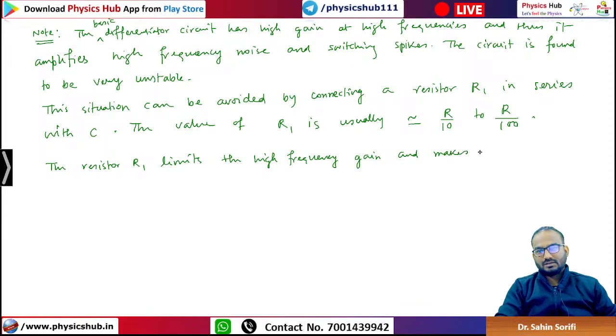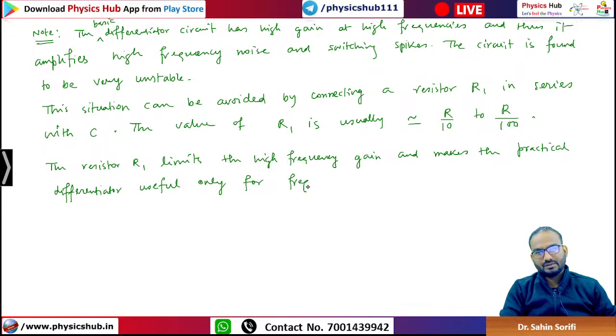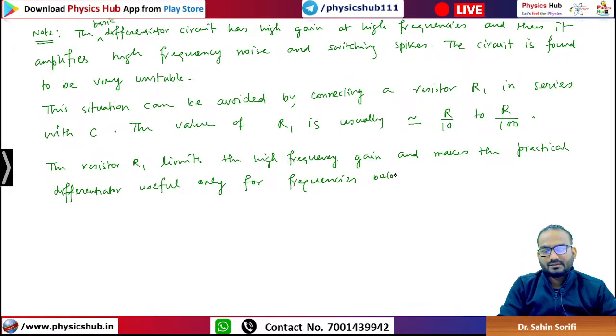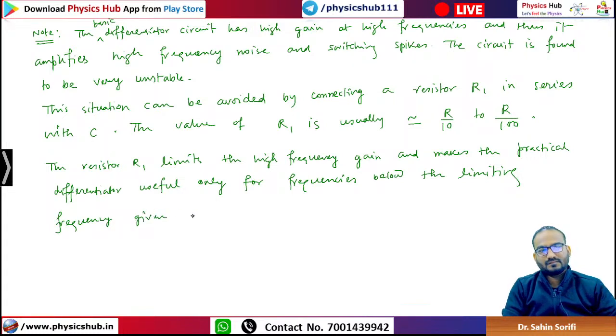And it makes the practical differentiator useful only for frequencies below the limiting frequency given by 1 upon 2 pi R1 C. For the practical differentiator, the maximum frequency allowed will be 1 by 2 pi R1 C.